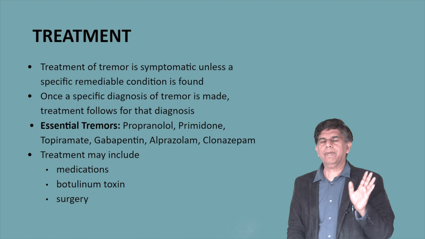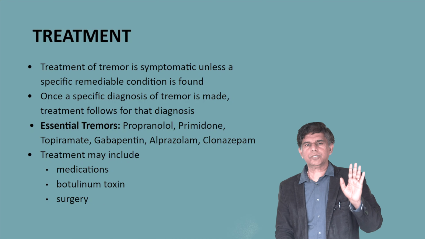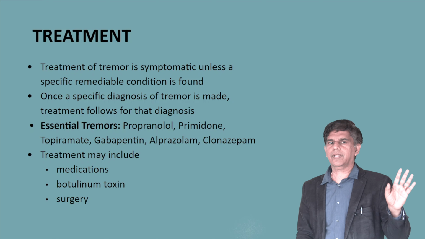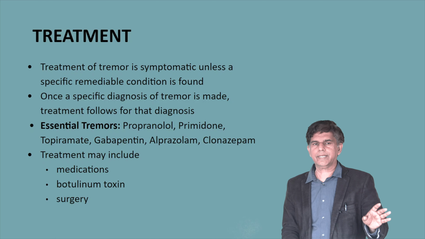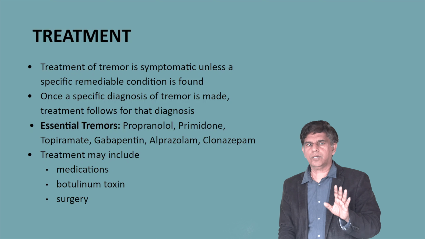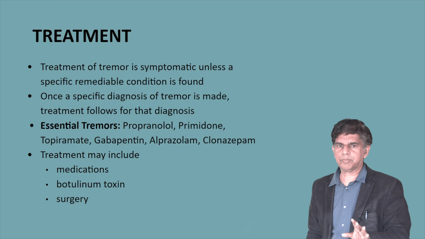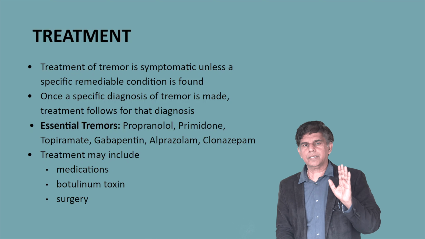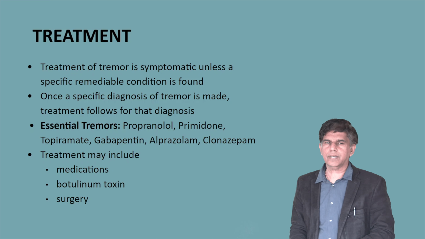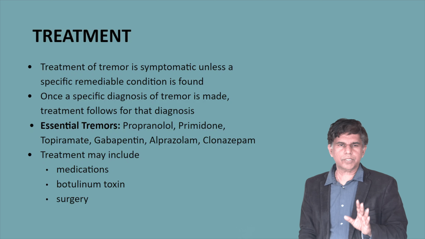Treatment is mainly symptomatic and depends upon the cause. I mean, each cause has a different treatment. We just put essential tremors. You can use propranolol, primidone, topiramate, gabapentin, alprazolam, and clonazepam. And there is botulinum toxin in dystonic tremors. Botulinum toxin can be used.